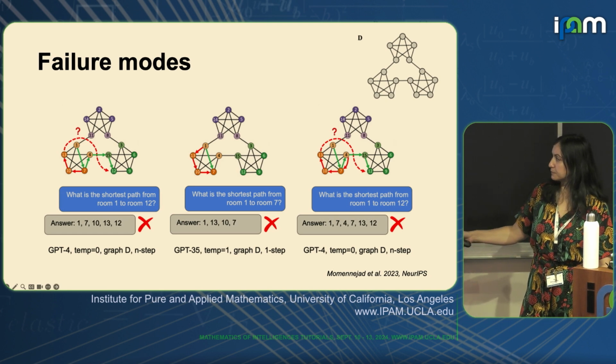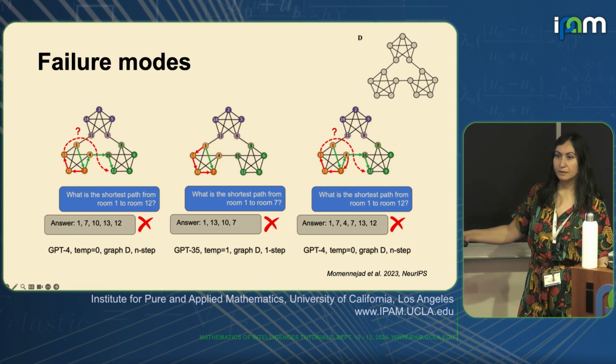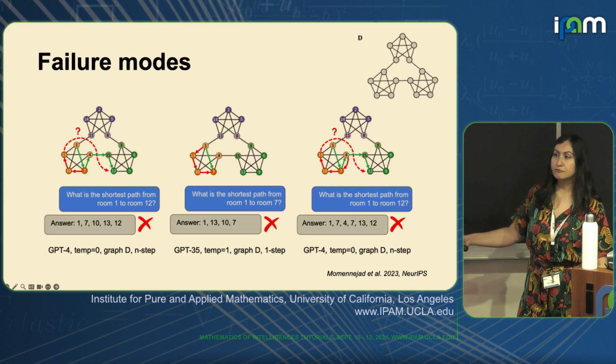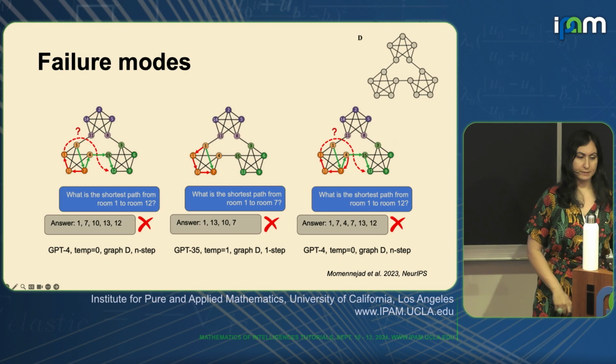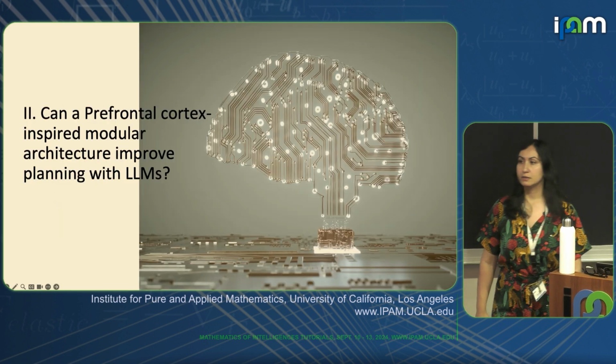Look at the response. There's a loop. 747 is a loop. Shortest path should not include a loop. So that's another mistake. Okay, yeah.